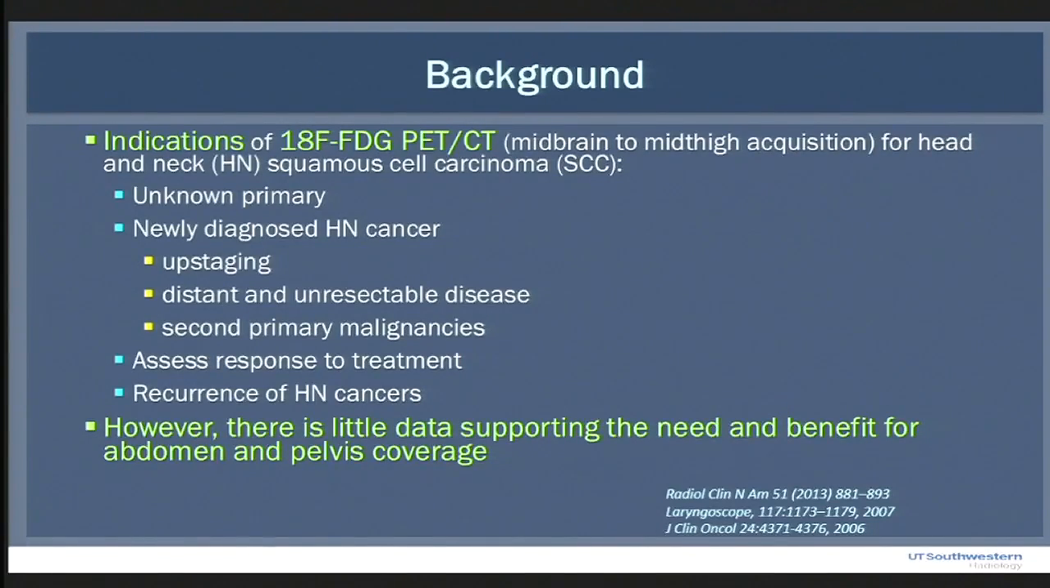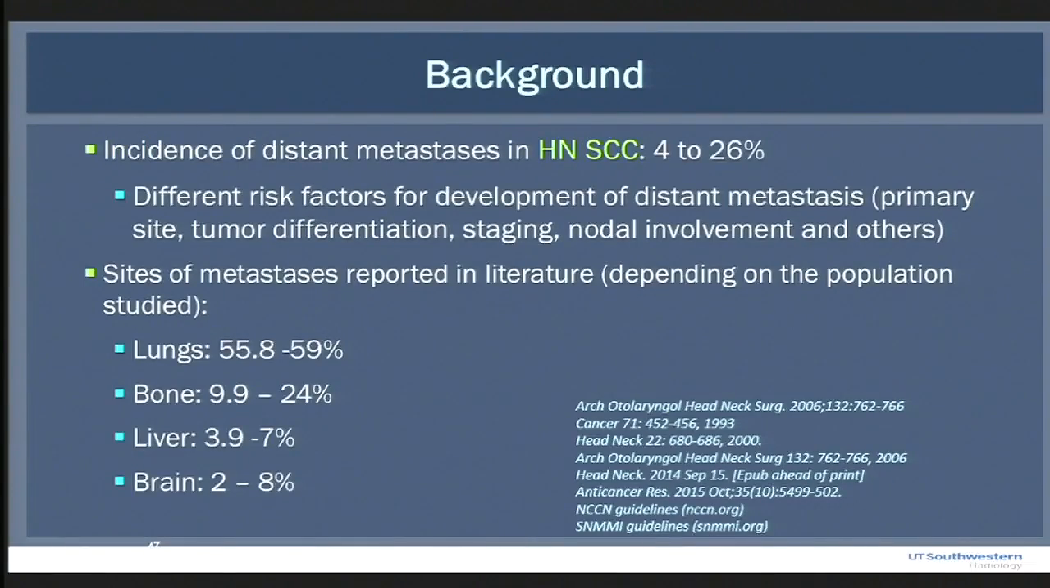And the standard protocol for PET-CT in these patients includes an acquisition from the midbrain to the mid-thigh. However, there is little data supporting that we need this abdomen and pelvis coverage. So the incidence of distant metastatic disease in these patients is reported in the range of 4 to 26%. And the most common site is the lungs.